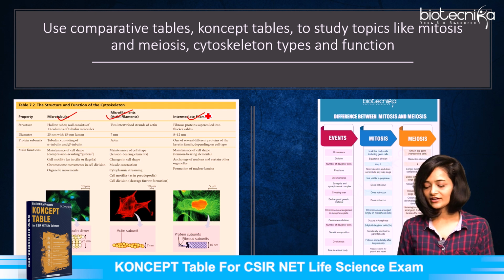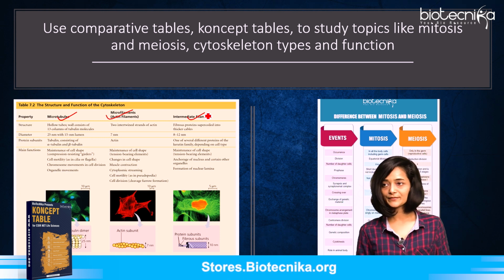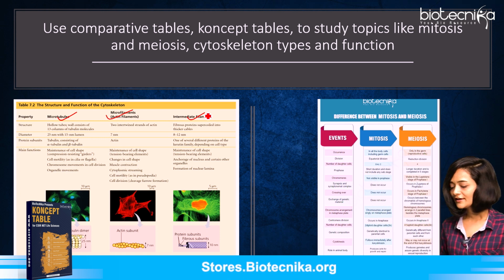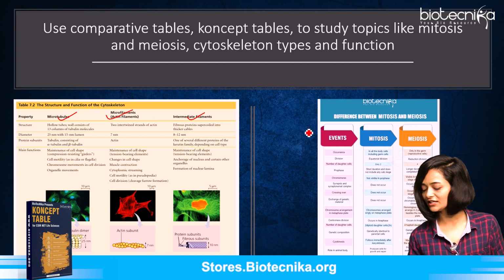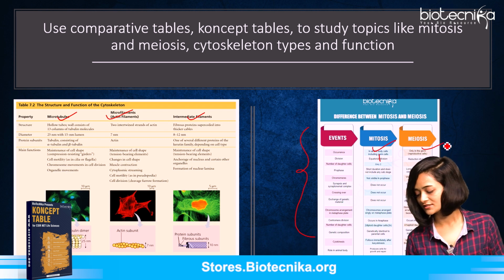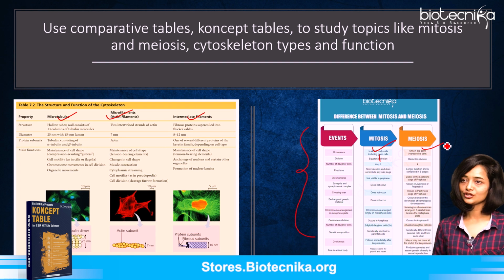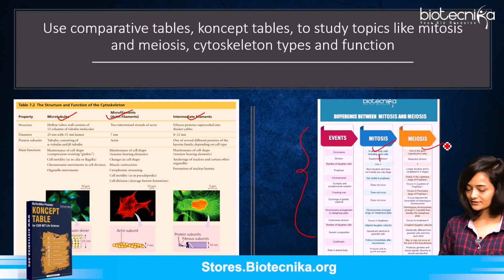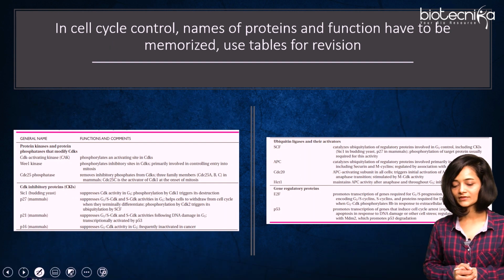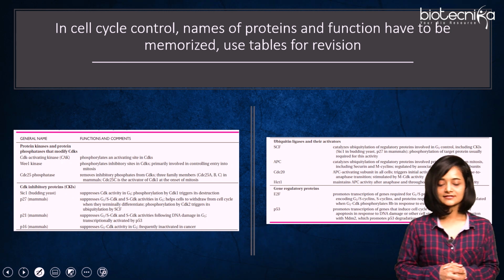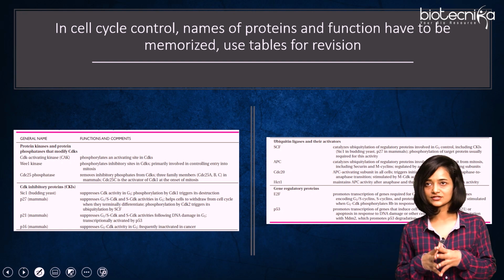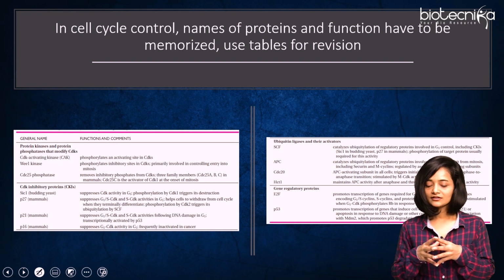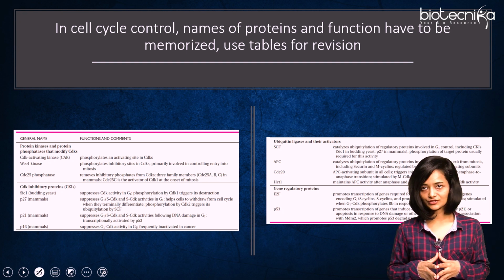The second comparative table is about mitosis and meiosis. What is being shown here are the different types of events which take place in various stages of mitosis and meiosis. So by making comparative tables, you can easily study these kinds of topics. Yes, in cell cycle control, the names of the proteins and their functions have to be memorized. You can use tables for the revision.